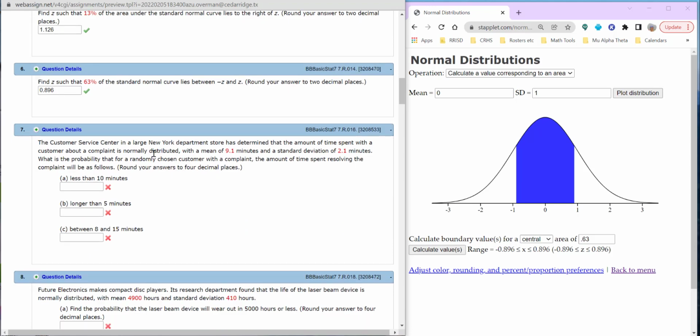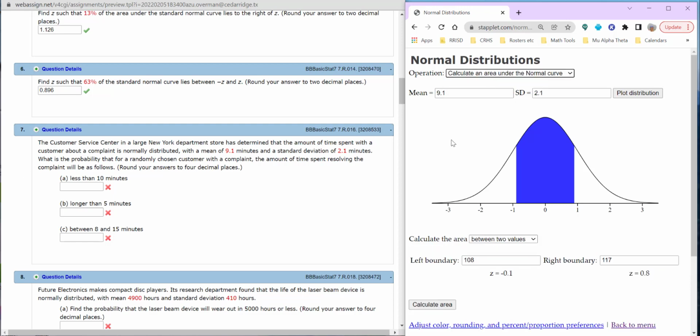Okay, now we have a customer service center, has a mean of 9.1. Put the 9.1 in, and I'm trying to find probabilities. So I definitely will, let me put in my values first, 9.1 and 2.1. You're going to have different numbers than me. So I could use this exact same question on your test, and it's still going to be different numbers. What will be the same is less than 10 minutes probably.